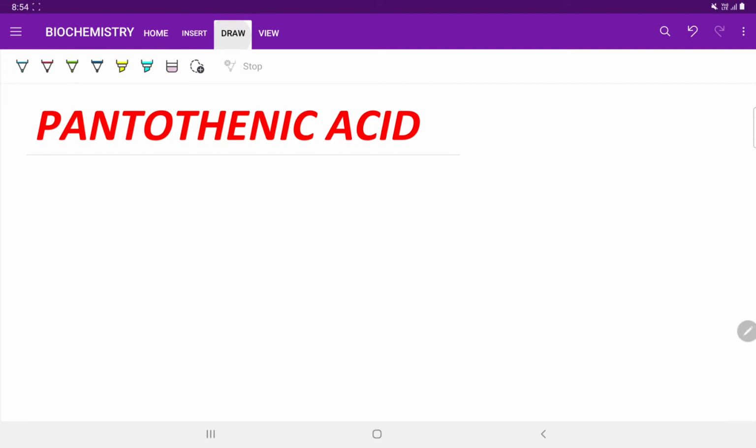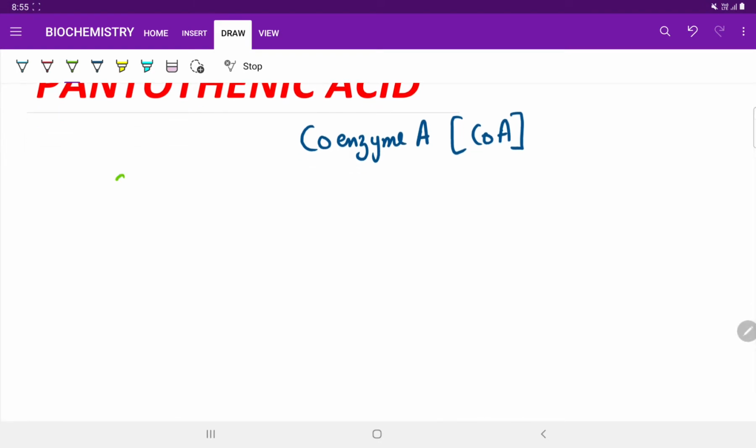What is pantothenic acid? It is widely distributed in nature, also known as the filtrate factor, and its metabolic role is as coenzyme A. We are all familiar with the term coenzyme A, commonly written as CoA. In many reactions you have come across this term. It is basically derived from pantothenic acid. Now let us see the chemistry of pantothenic acid.